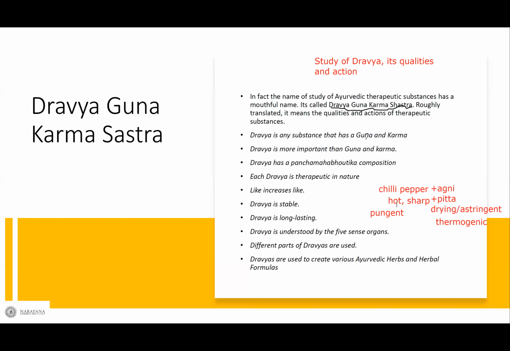So the guna is hot, sharp, pungent. And the karma is, because it is hot, sharp, pungent, it is drying, astringent, increasing pitta agni. Does it make sense now? Yeah?